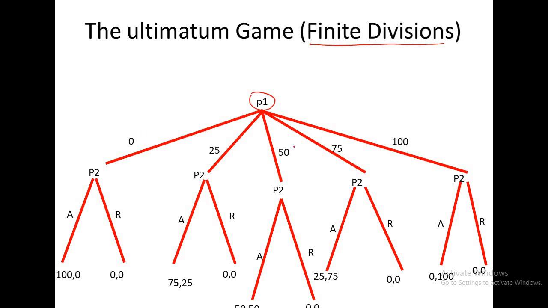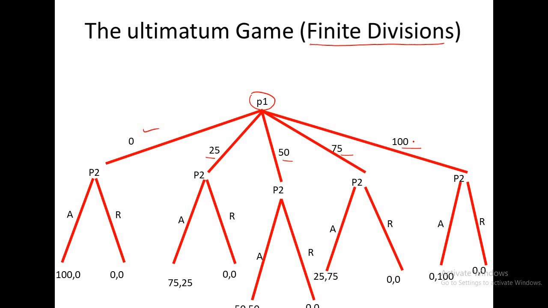There are several ways to offer. This is one way: here player 1 is offering the amount of 0. The second way is one in which player 1 is offering the amount of 25. This is the third way, in which player 1 is offering 50. In this, player P1 is offering 75, and in this player P1 is offering 100, meaning the whole amount he is offering to player 2.